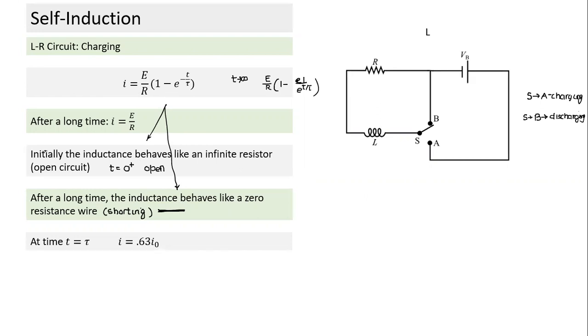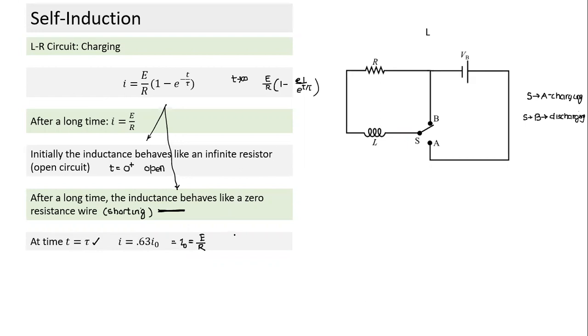And at time t equal to tau, what this expression is, we have seen it before. At t equal to tau, it becomes 1 minus 1 by e, which leads to I equal to 0.63 I naught. What I'm using as I naught here is maximum current, or current after a long time, which is equal to E by R. So it reaches 63% of its final current value at time equal to tau, which is called the time constant again. Earlier it was the time constant for RC circuit. This is the time constant for LR circuit.